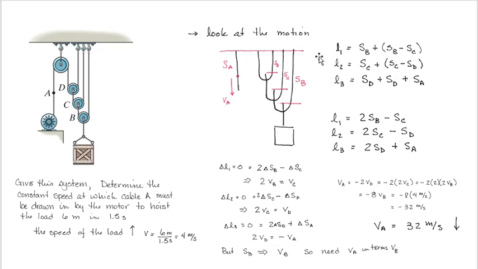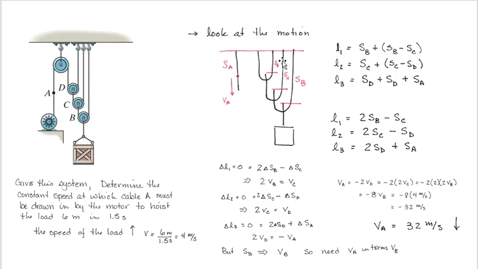So let's look at the length of rope 1. And it's easier to go backwards. So we're going to look at the length of this rope. It's SB plus the length of SB minus SC, because remember, this part is that segment that's not going to change because it's going around the pulley. So I've got my length of rope 1.